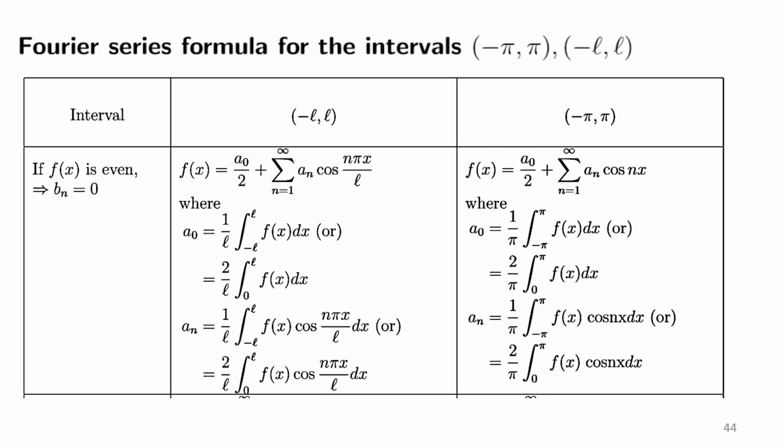So these are some of the important formulas. Keep in mind, if you are working on minus l to l, your formula for a naught will be 2 by l, integral 0 to l of f of x dx. And for a n, the formula is 2 by l, integral 0 to l of f of x cos n pi x by l dx. If you are working on minus pi to pi, the value of a naught is 2 by pi, integral 0 to pi of f of x dx, and for a n it is 2 by pi, integral 0 to pi of f of x cos nx dx.